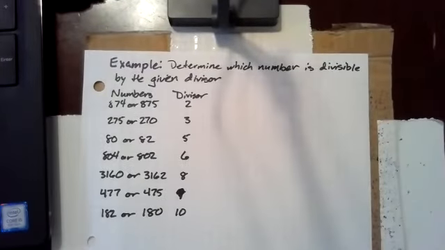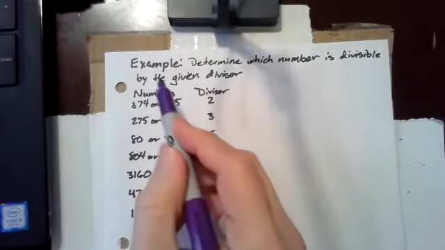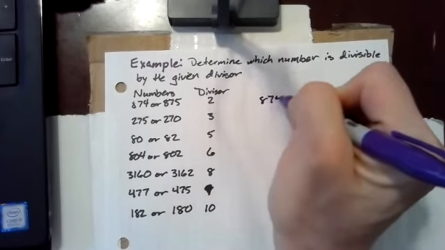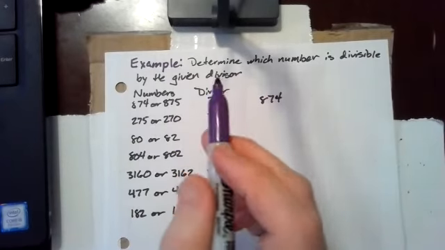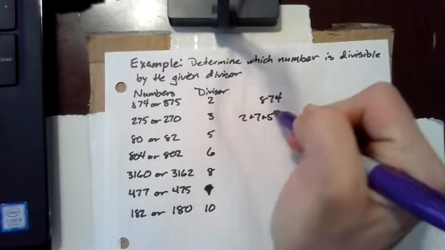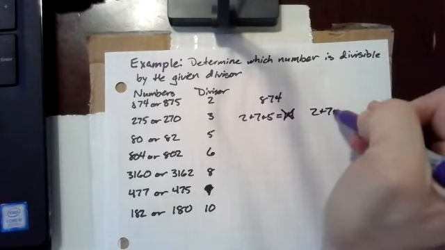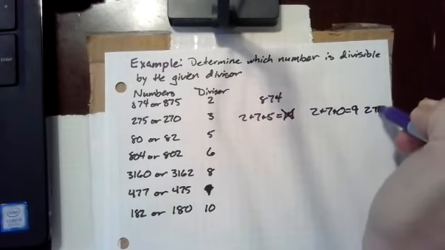So here are some examples for these number tests. We are supposed to determine which of the given numbers are divisible by the given divisor. So our first choice is the numbers 874 or 875, and we want to know which is divisible by 2. It's 874 because it ends in a 4. Now we want to know if 275 or 270 is divisible by 3. Well, if we add up the digits, 2 plus 7 plus 5, that's 9 plus 5 is 14, which is not divisible by 3. But 2 plus 7 plus 0 is 9, which is divisible by 3. So 270 is the number we're looking for.